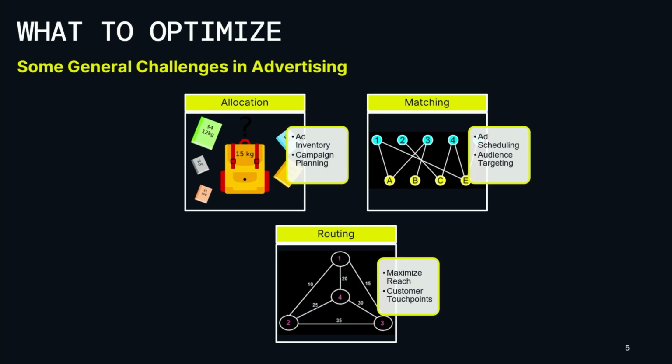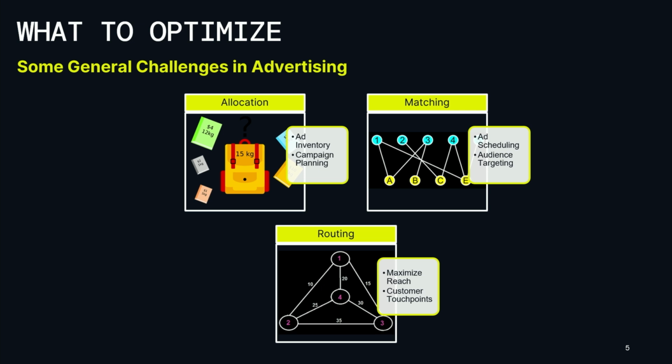So tying back to our topic today, what we're optimizing. Here are some of the general challenges in advertising. There could be an allocation problem, like there is finite inventory and demand. How do we improve our inventory utilization? Also, how do we help our clients plan campaigns to reach their goal within a budget?